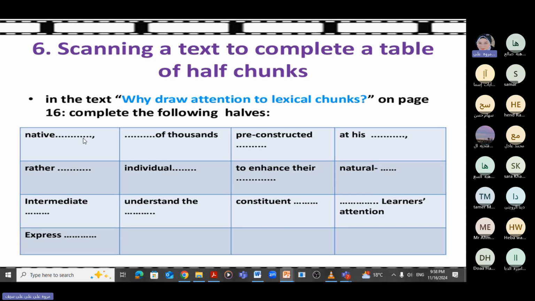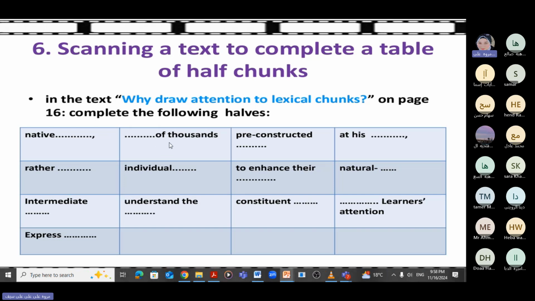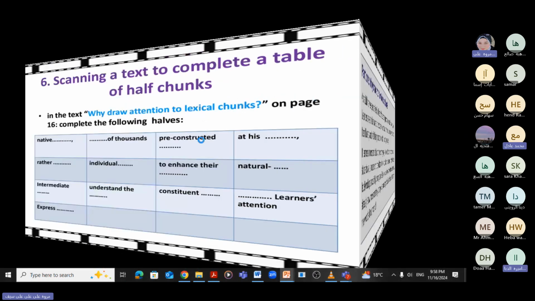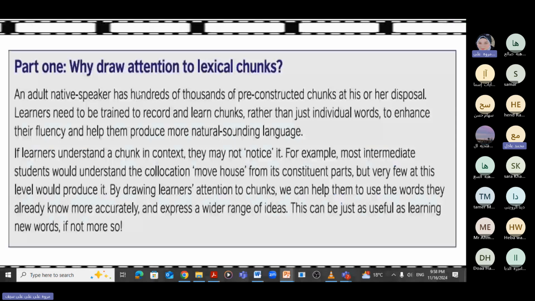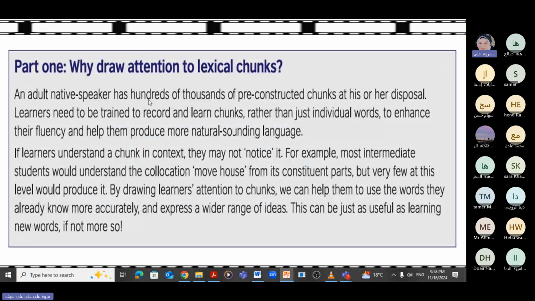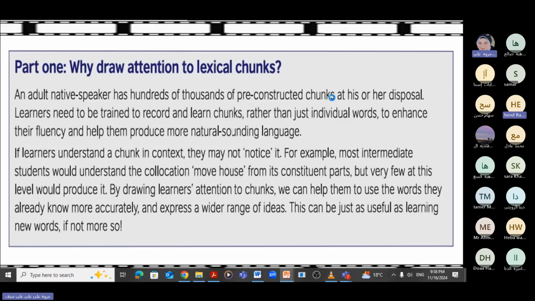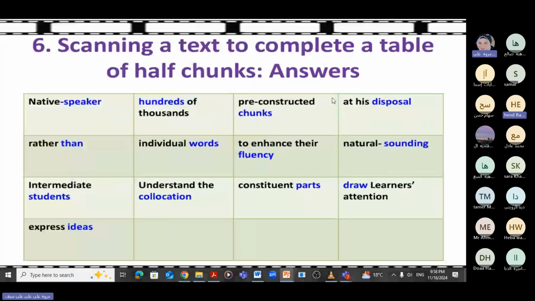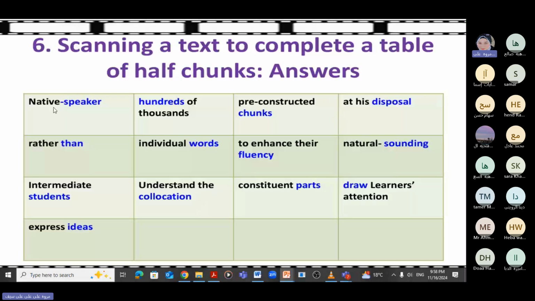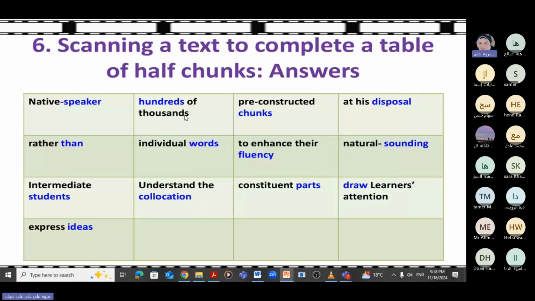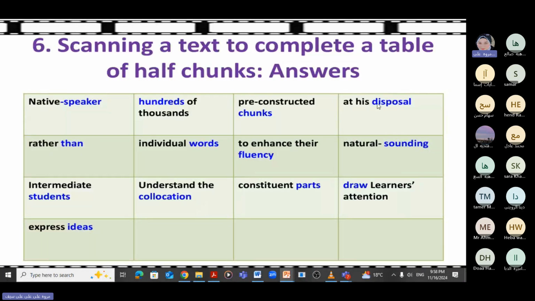So let's say the first one: native what? Try to remember. Native speaker. Excellent. Okay, so the second one, what of thousands? Let me show you. Hundreds of thousands. Yes, here it is, I'm referring to it on screen. Hundreds of thousands. Pre-constructed chunks. Let me show you again. Yes, so I got you the answers. I'm sorry, but no worries. Native speaker, hundreds of thousands, pre-constructed chunks.